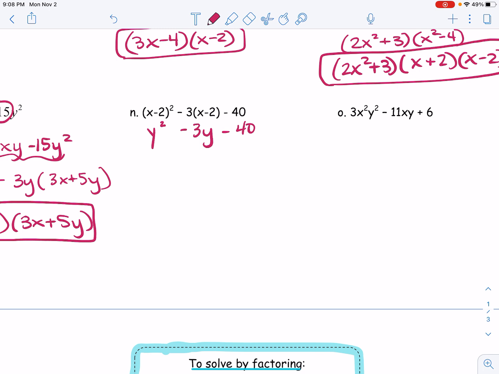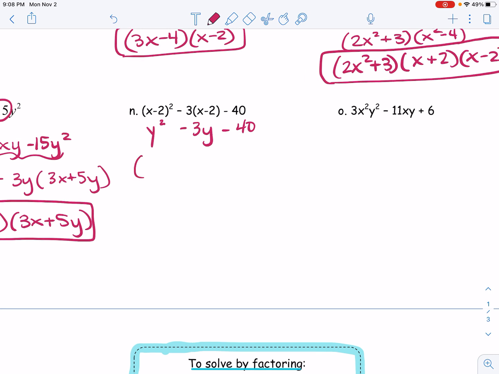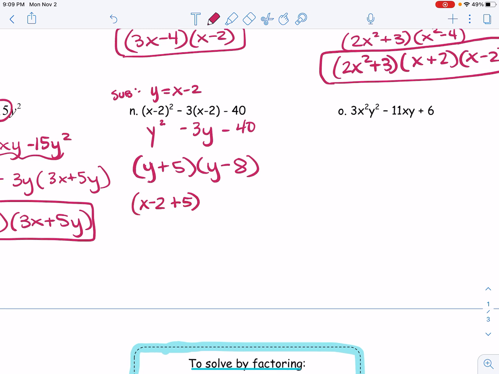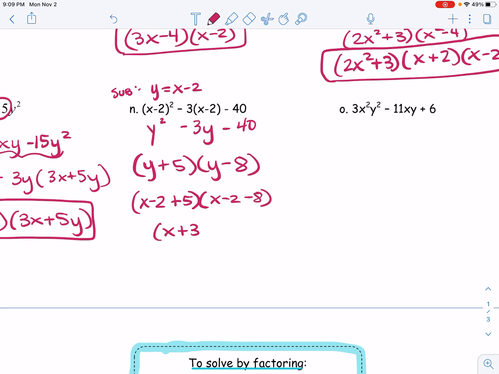I need factors of negative 40 that add up to negative 3. Well, that's going to be a positive 5 and a negative 8. Because my a value is 1, I can go straight to my factors. y plus 5 and y minus 8. I can't stop here, even though technically I'm done factoring, because I did a substitution. I said y was equal to x minus 2. So now I can plug that in, and this is really x minus 2 plus 5, and x minus 2 minus 8. And then simplifying, that's x plus 3 and x minus 10. And then that's it.